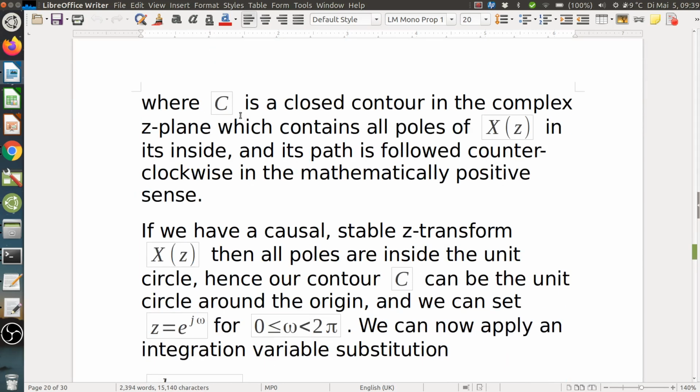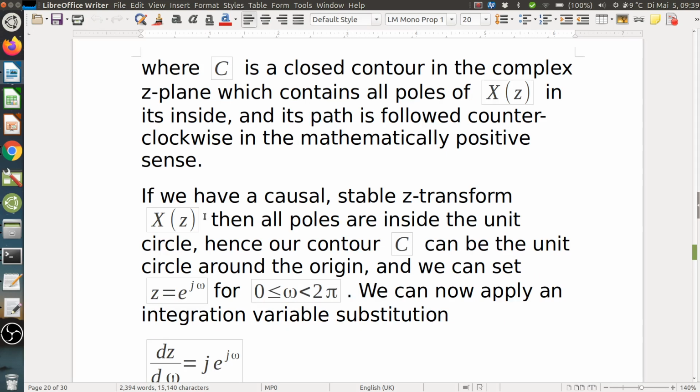So yeah, this is what I just mentioned. C is the closed contour in the complex z-plane, which contains all poles of X of z in its inside, and its path is followed counterclockwise, in the mathematically positive sense. So if you have a circle, then you would increase the angle in the positive direction, to larger angles.